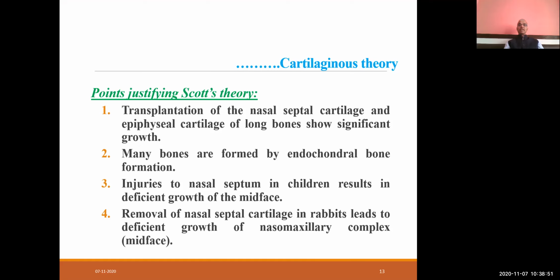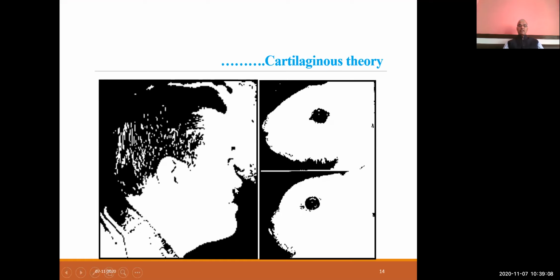And injuries to the nasal septum in children result in deficient growth of the mandible. Also, the removal of nasal septal cartilage in rabbits leads to deficient growth of the nasomaxillary complex, that is the midface. In these patients, the injuries occur in the nasal septal region, so it failed to develop, leading to class 3 malocclusion. And in this rabbit, when the nasal septum was removed, there is deficient growth of the upper region.